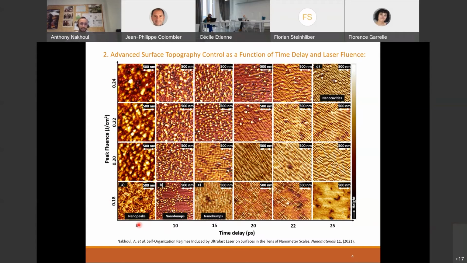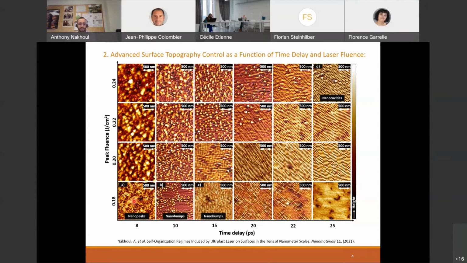At 8 picoseconds, we observe a nanostructure that we name nanopeaks. Here it's not too clear in the 2D AFM image, but I will present three-dimensional and other images, maybe also transmission electron microscopy. We name them peaks because they have the shape of karst peaks. The height was around 100 nanometers, and the width was only 20 nanometers. So we name them nanopeaks.